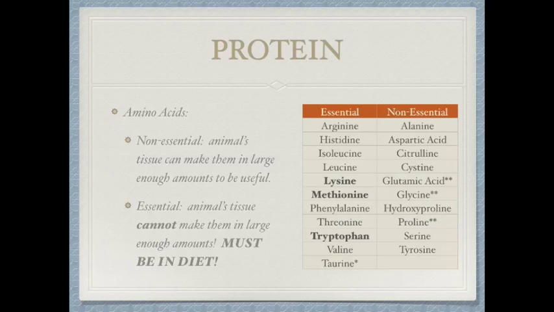As we talk about these amino acids, there's two general categories of amino acids that we have to consider. The first is the non-essential amino acids. This means that an animal's tissue can make these amino acids in a large enough quantity that can be useful in the animal's body. This second column is some of the non-essential amino acids. In contrast to that, the essential amino acids are ones that cannot be synthesized in the body and must be supplied in the animal's diet.